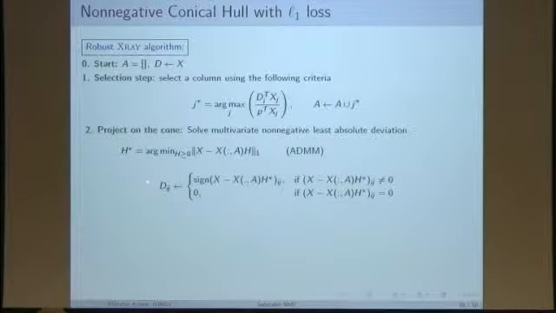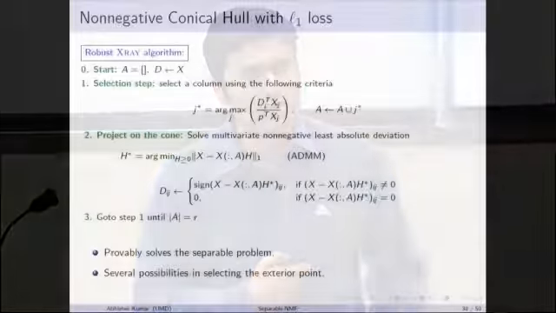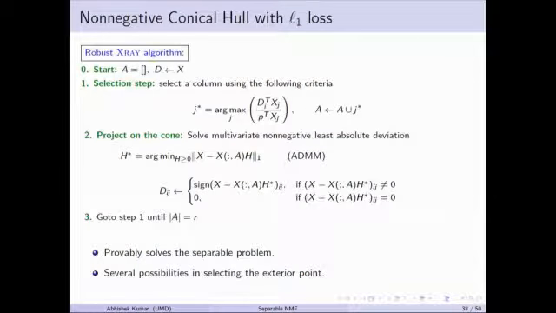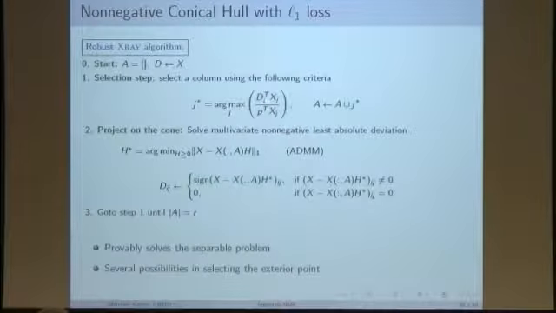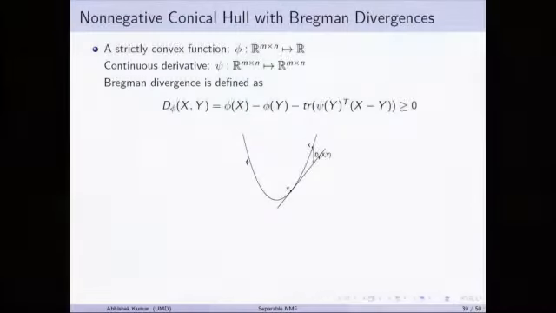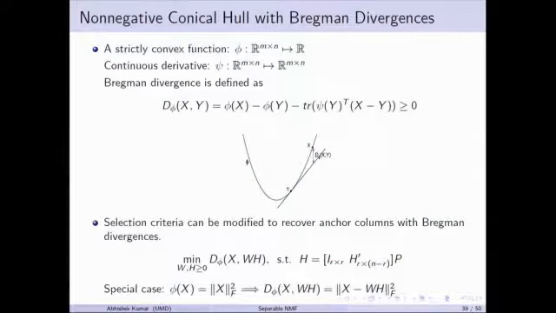And once we have the matrix D, we go back to the selection step, pull out a new anchor and expand the cone. And this is done until we have the desired number of anchors. Now this procedure, it can be shown that it provably solves the pure separable problem. But again, in the noisy version, it will depend on which I we end up choosing here. Now, this method can also be extended to handle more general loss functions like Bregman divergence.